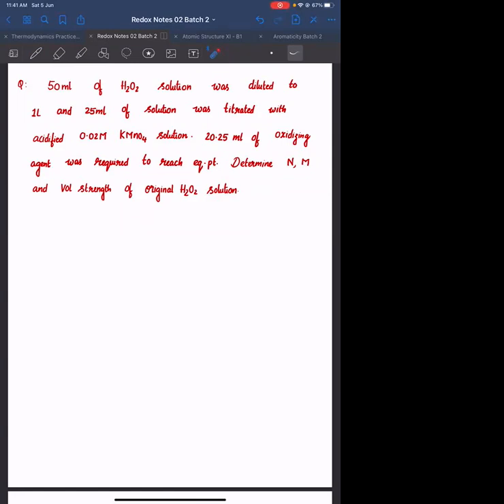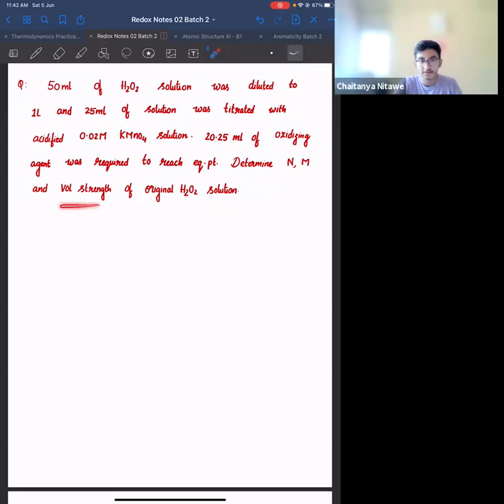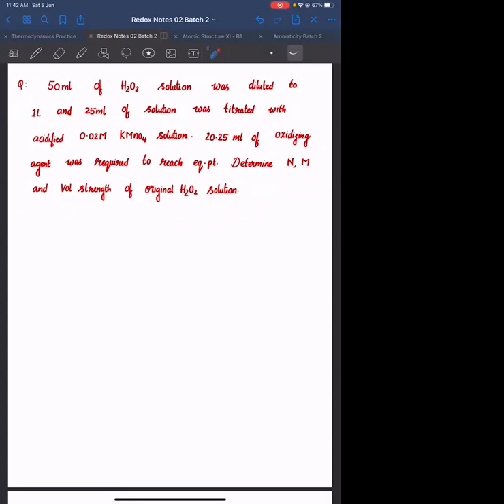Understand the question here. Initially, we are taking 50 ml of H2O2 solution and we are diluting it to 1 liter. Whenever we are diluting it, what will happen to the concentration? The concentration will be decreased. They're asking us to find the volume strength, normality, and molarity of the original H2O2 solution. Original matlab ye wala 50 ml H2O2 solution ka.